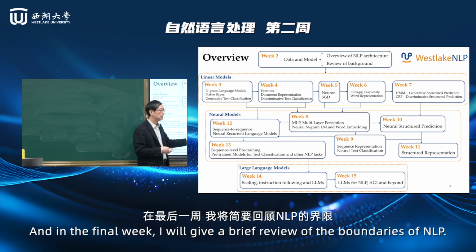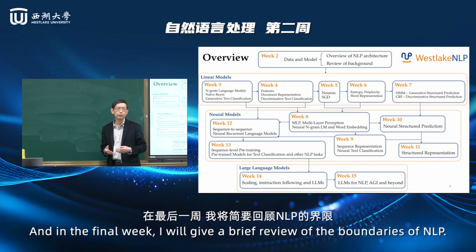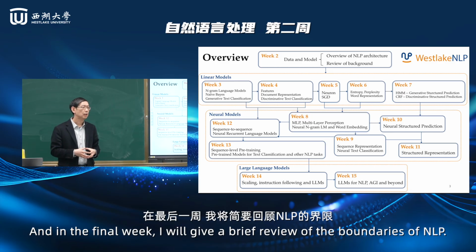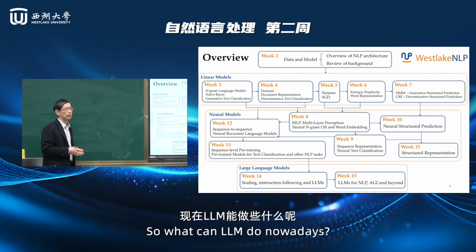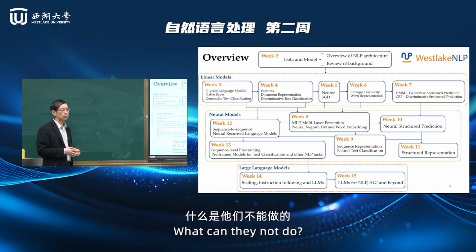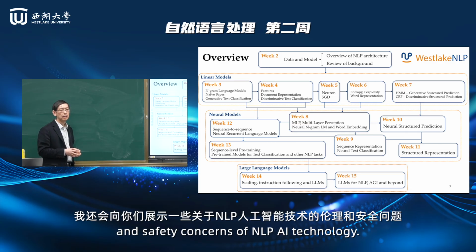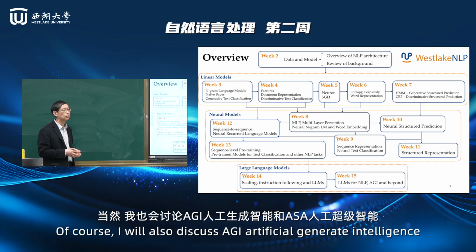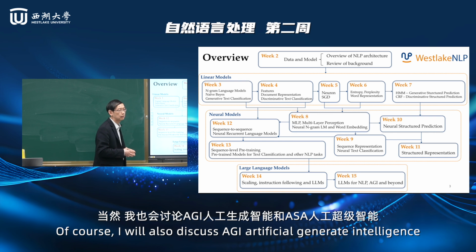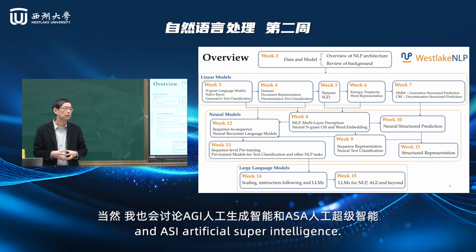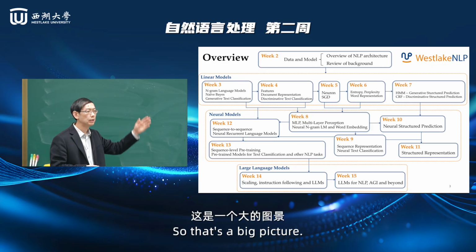And in the final week, I will give a brief review of the boundaries of NLP. What can LLMs do nowadays? What can they not do? I will also show you some ethics and safety concerns of NLP and AI technology. Of course, I will also discuss AGI, artificial general intelligence, and ASI, artificial superintelligence. So that's the big picture.